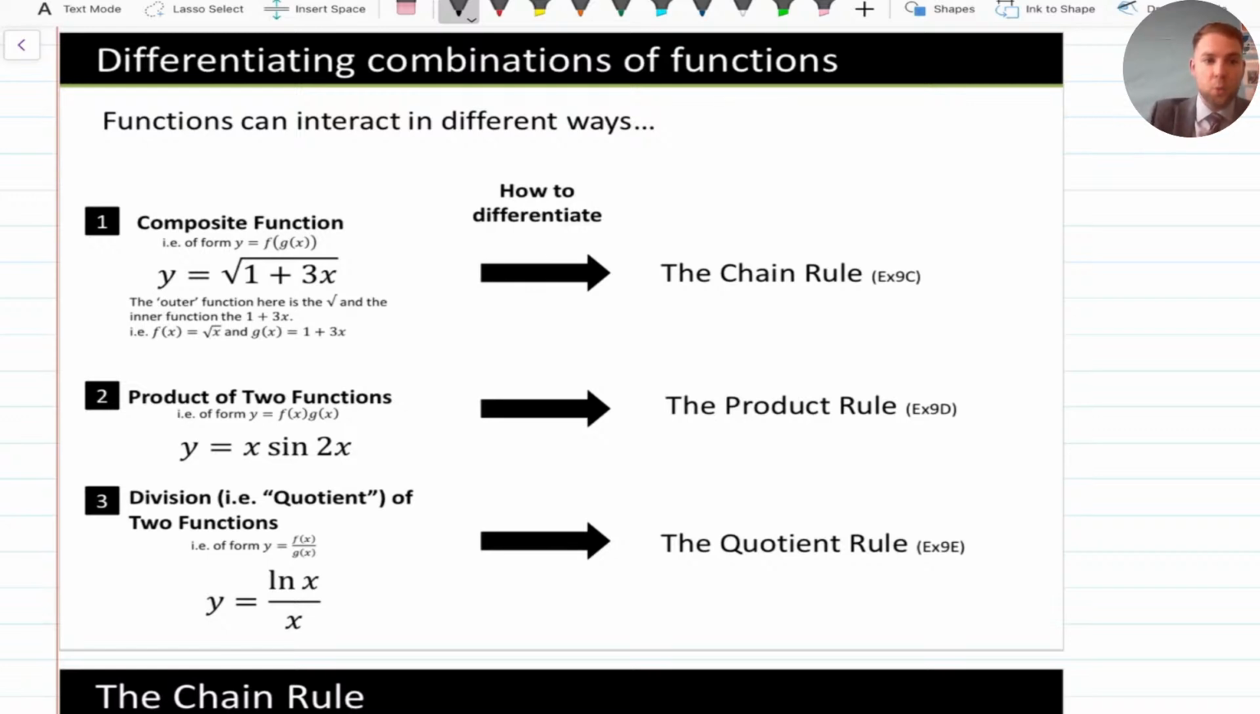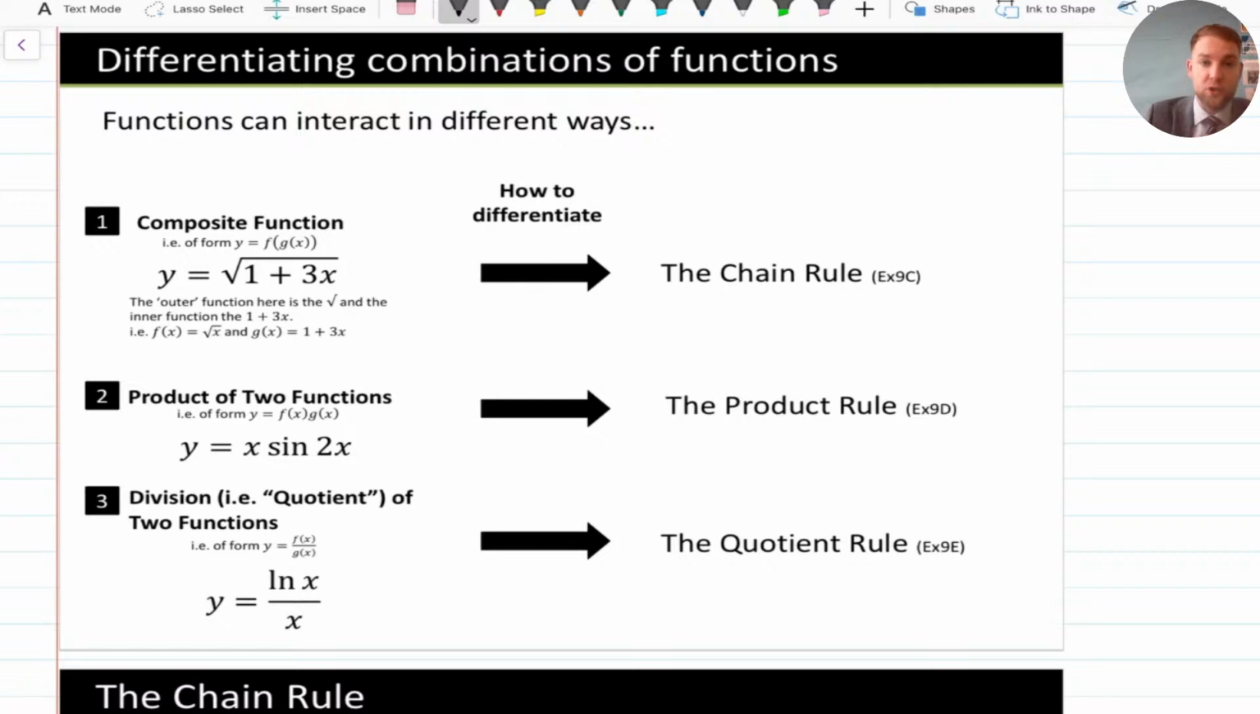Composite functions. We've got the product of two functions and the division or the quotient of two functions. Okay, so when we say composite, the way I like to think about it is a little bit like an onion. You've got a function within a function. So in here, we've got two functions, one inside the other. The inside one is 1 plus 3x, and the one outside of that is the square root. So we've got an inside function and then one outside it.